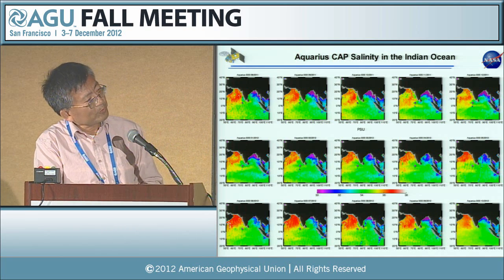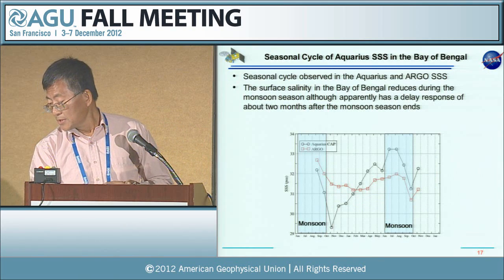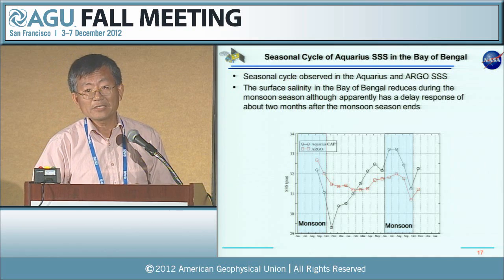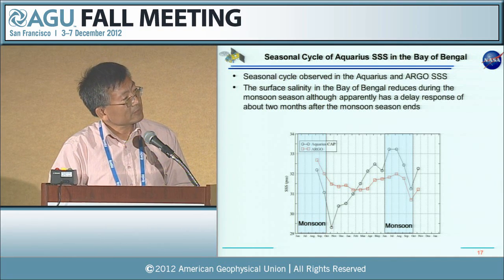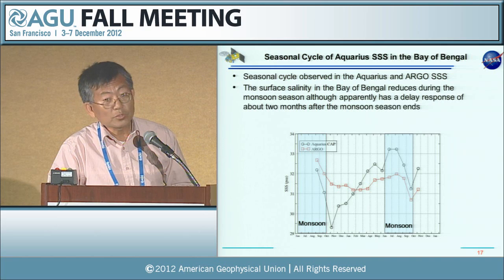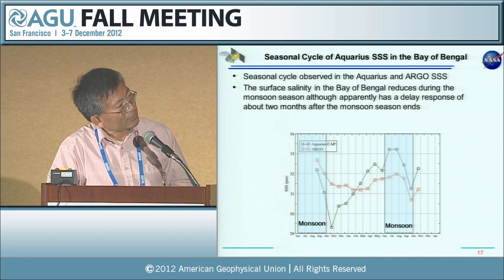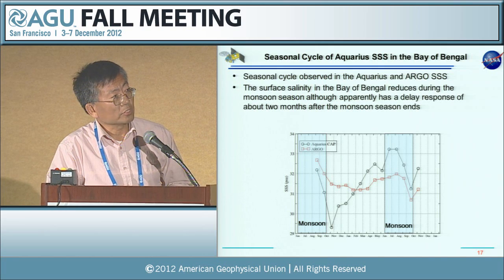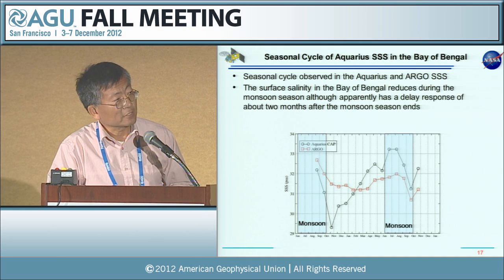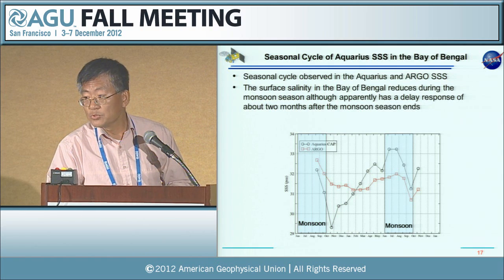So what we decided to do, we pick a box in this area, and then we compute the average Aquarius salinity in the box, and also the Argo salinity in the box. And very interestingly, the Argo salinity shows the kind of seasonal behavior. Okay, but it also shows a very interesting pattern. The salinity, in fact, will continue to rise into the early portion of the monsoon season. And sometime in the middle of the monsoon season, the surface salinity will drop. Okay, and Aquarius has seen a similar type of pattern, except with a stronger amplitude.